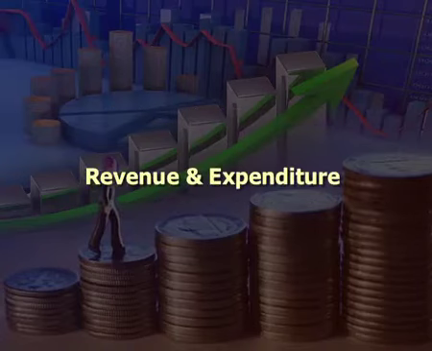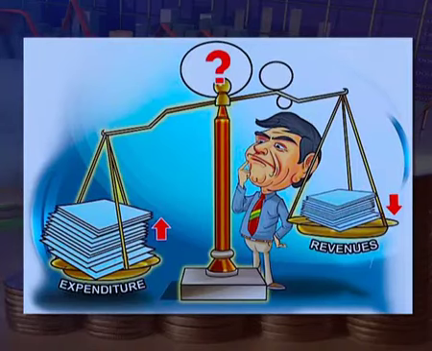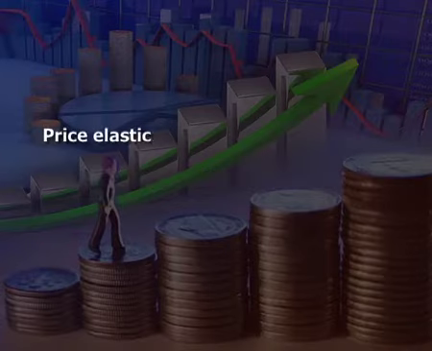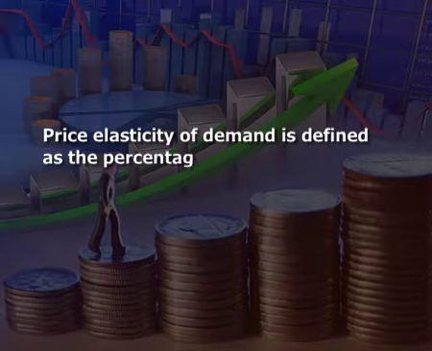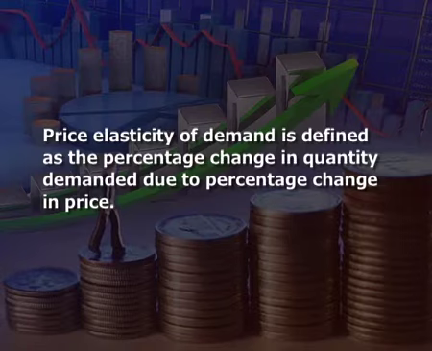Now, what is revenue and expenditure? Revenue is defined as the total earnings of a firm or company from the sale of its goods or services, while expenditure is defined as total expenses incurred by a firm or company while producing a given amount of goods or services. Next is elasticity and marginal revenue. Price elasticity of demand is defined as percentage change in quantity demanded due to percentage change in price.